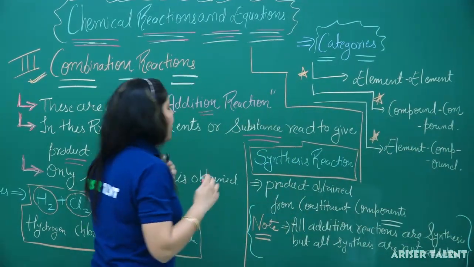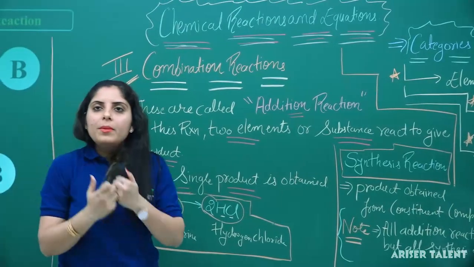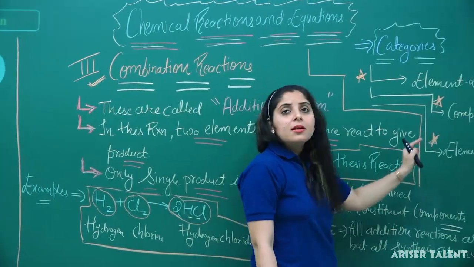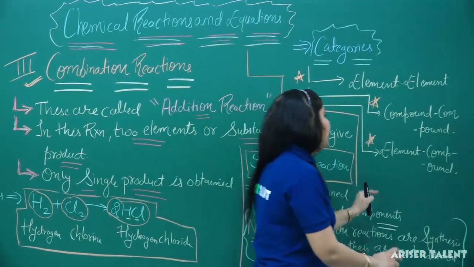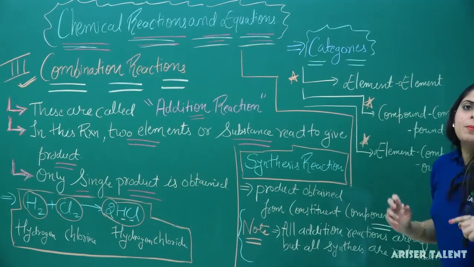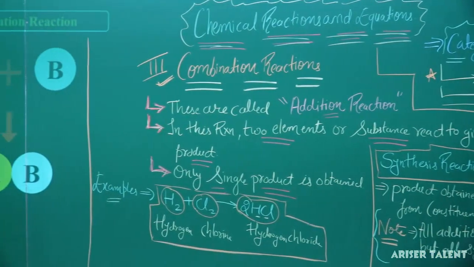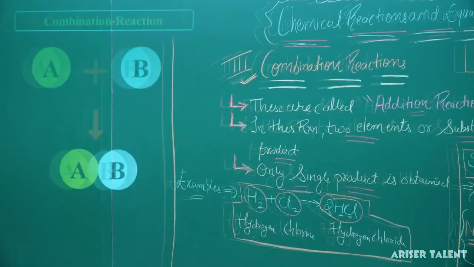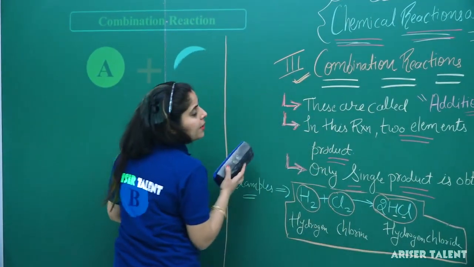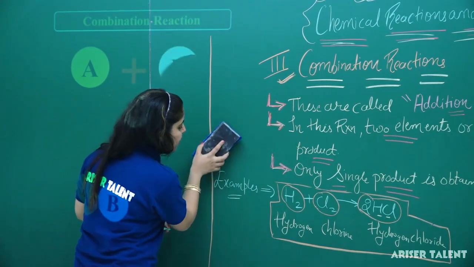Now we have learned about the addition or combination reaction. Now we will deal with the element-element combination, compound-compound combination and element-compound combination. But before that, if you want to copy this, please copy it now. So we will deal with the types of reactions of elements or compounds in combination as follows.